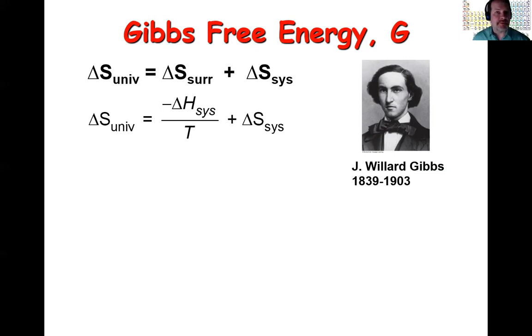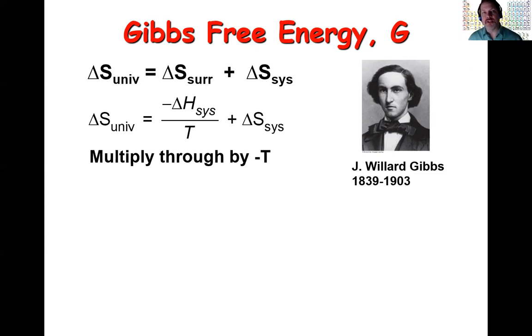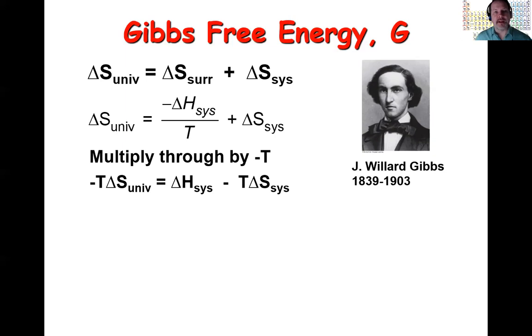Now, this was a good starting point to create a different way of looking at the entropy of the universe. By multiplying by negative T through each term, J. William Gibbs came up with a new equation that we actually use more often than the equation with the S's in it. So you get this new set of equations: negative T delta S of the universe is equal to the enthalpy of the system minus the temperature times the entropy of the system.